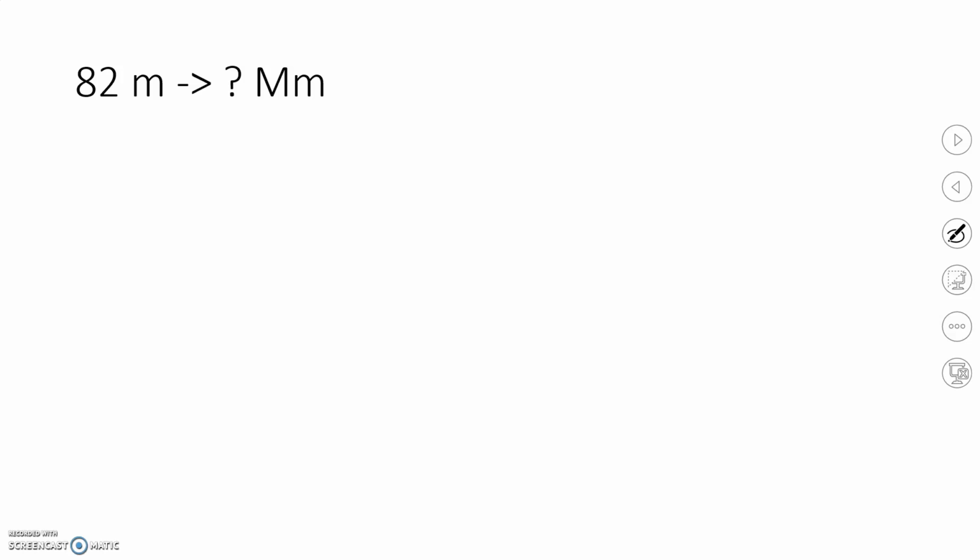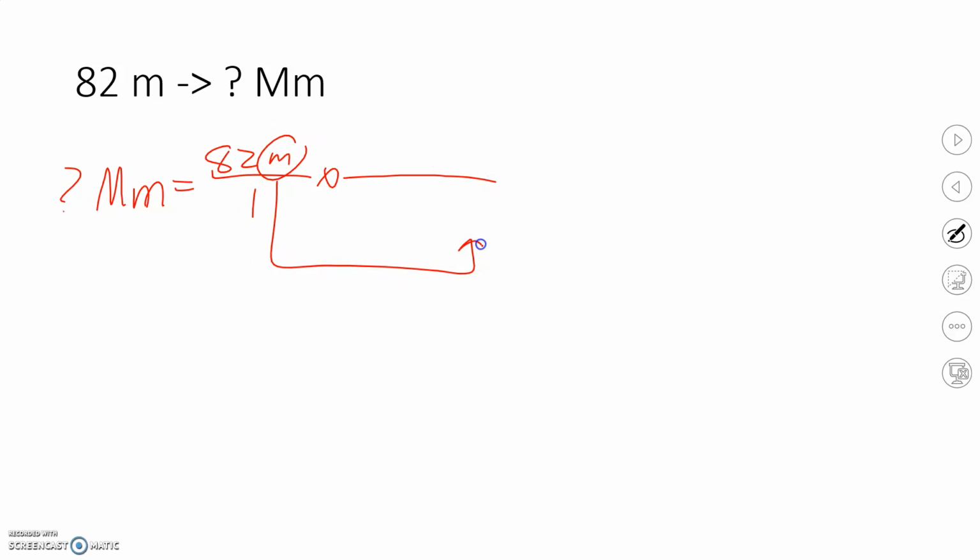Okay, next one. We have 82 meters going to megameters. So again, question mark Mm equals 82 meters all over 1. Again, meters is what we want down below, so it's going to get moved down below. Megameters is going to go on top.